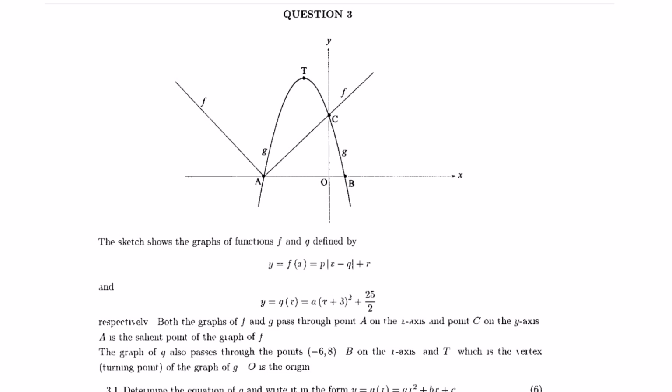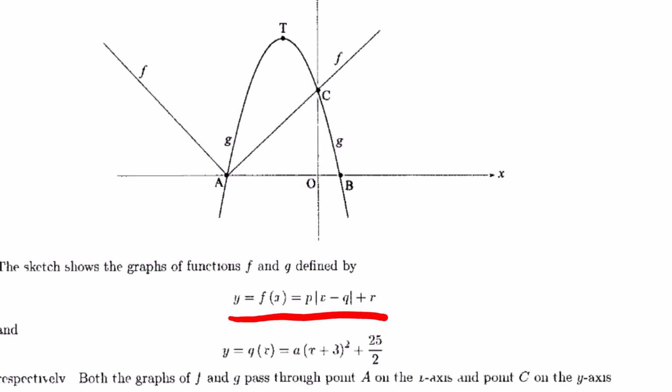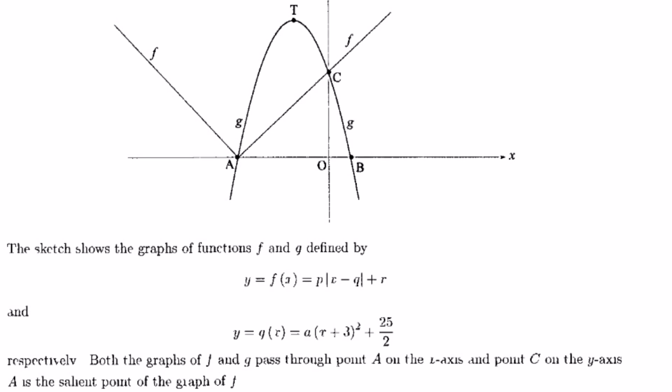Now the scenario is saying the sketch shows the graphs of functions f and g defined as, this is the first equation we are given. We can see that this equation is for the absolute value, and then for g of x it's this one. Now looking at f of x, you can see that we are not given any value, but for g of x we are given q as 3 and r as 25/2.